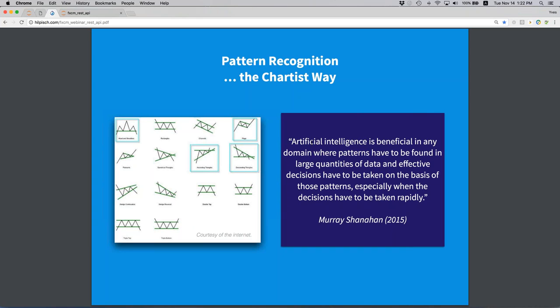But on the other hand, I have here a quote from a nice book, Technological Singularity: Artificial intelligence is beneficial in any domain where patterns have to be found in large quantities of data, and effective decisions have to be taken on the basis of those patterns, especially when the decisions have to be taken rapidly. And I think this perfectly fits our description here. So looking for patterns, and once we have identified a pattern, then also to act decisively and quickly based on what we have discovered.